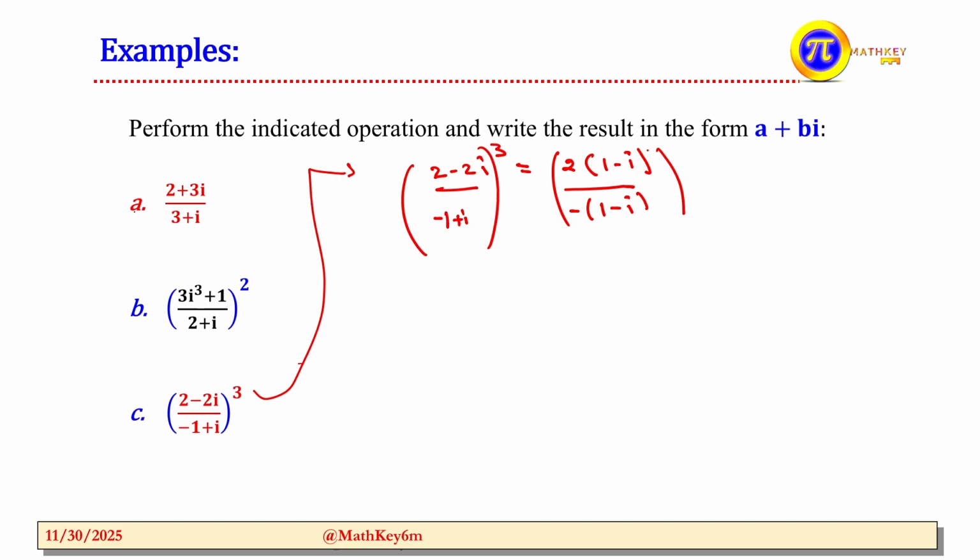To have similar terms for numerator and denominator, with the power of 3. As you observe here, we can take 1 minus i by 1 minus i, and what remains is negative 2 to the power of 3. What does negative 2 to the power of 3 mean? This equals negative 8.